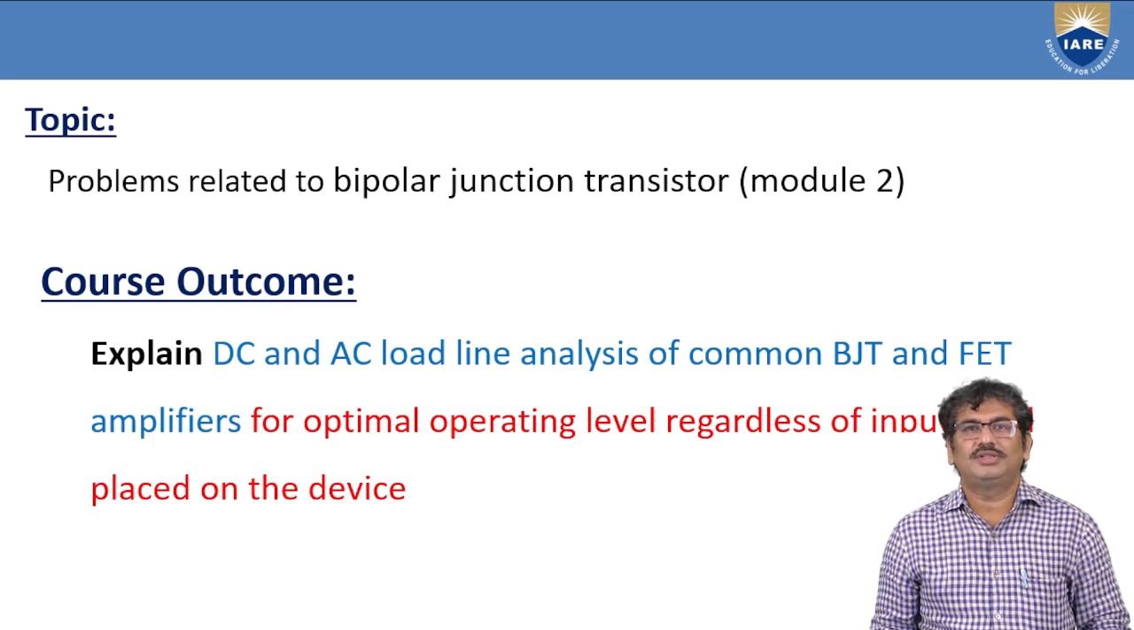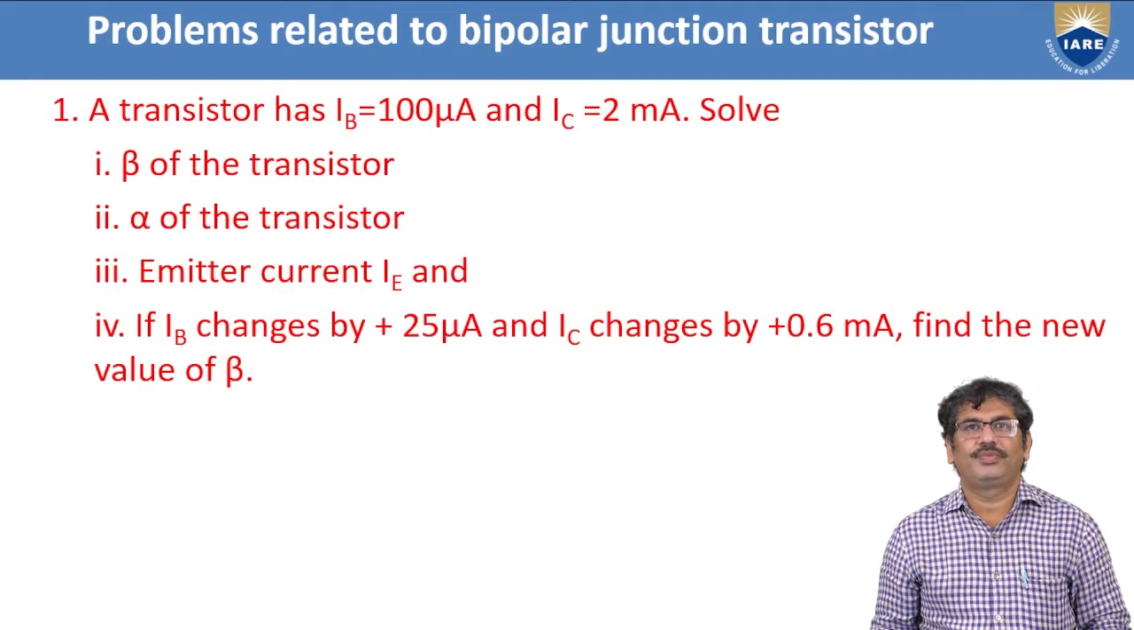The course outcome is to explain DC and AC load line analysis of common BJT and FET amplifiers for optimal operating point regardless of input and load based on the device.